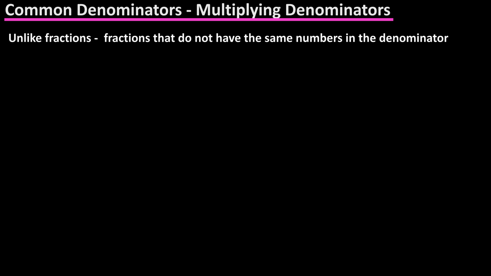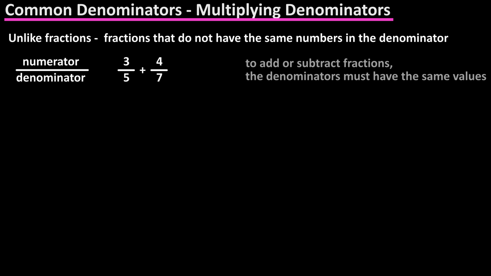When adding or subtracting unlike fractions, such as 3 over 5 plus 4 over 7, which are fractions that do not have the same number in the denominators, the bottom number of the fractions, we first have to convert the fractions into like fractions, that is, fractions that do have the same number in the denominators. One of the easiest and quickest ways to do this is to multiply the denominators of the fractions.